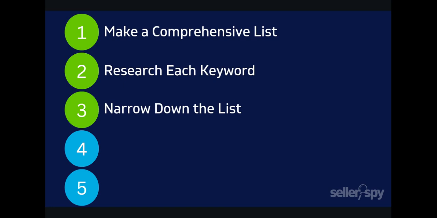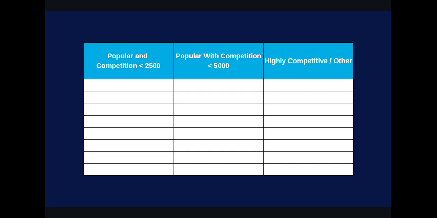So now that we have our list, we're going to narrow it down. We take all the keywords that we researched and we're going to pick the best ones. Put them into buckets. We're going to put them in popular and low competition, popular with some medium competition, and highly competitive or other. And this is what the grid looks like with those previous keywords bucketed into these 3 columns.